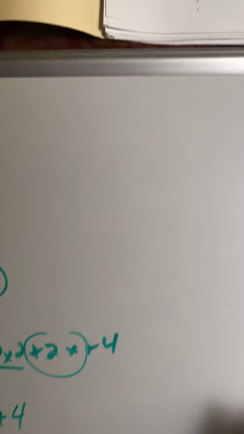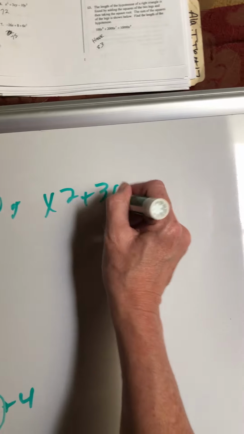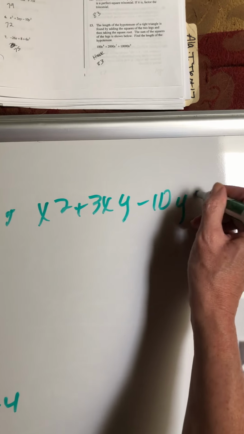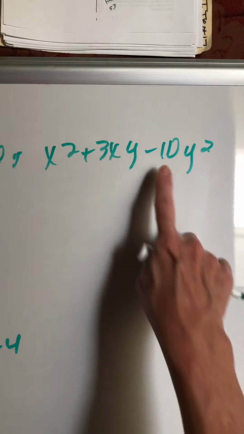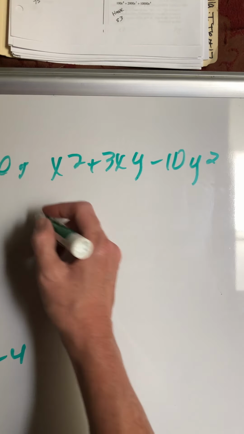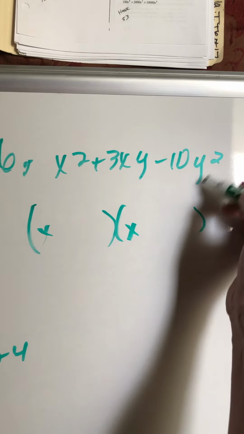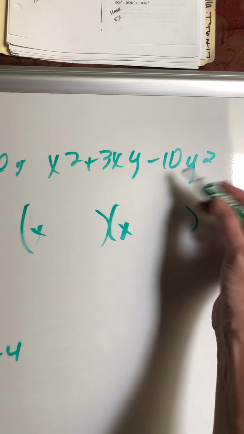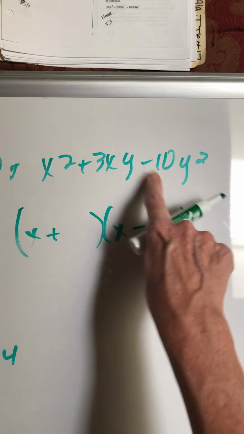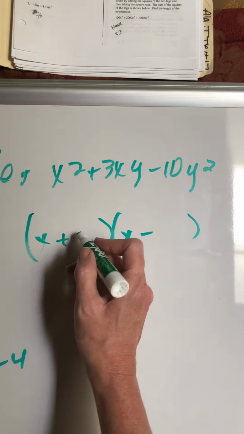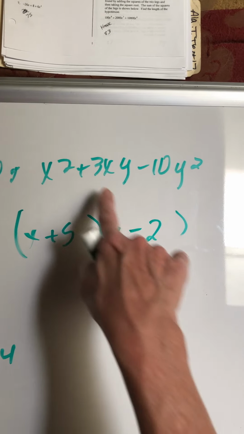Then on number 6, this is that kind of weird one where we've got that extra y squared in it. So again, we want the factors of negative 10 that give positive 3. I need an x, and I need the factors of negative 10 that give positive 3. So it's 5 and 2. It's different signs because that's a negative 10, and we want a positive 3. So that means my 5 goes with the plus, because plus 5 minus 2 gives plus 3.